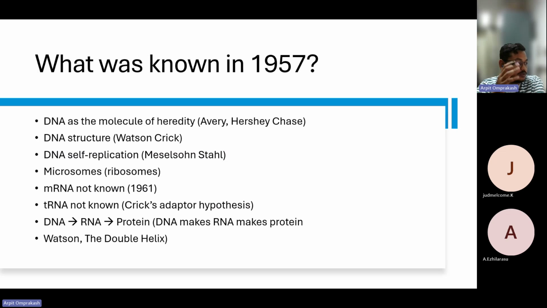So this is what the central dogma is, as proposed by Crick: DNA self-replicates, as we know, right? Then DNA produces RNA through a process called transcription. And RNA produces protein through a process called translation.